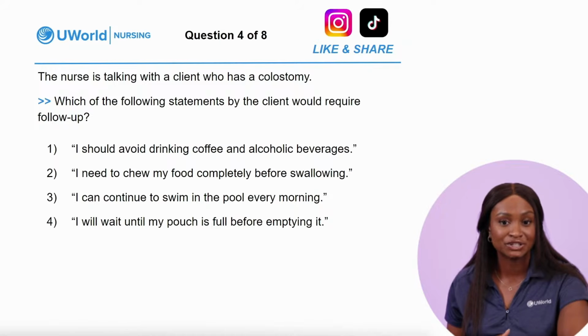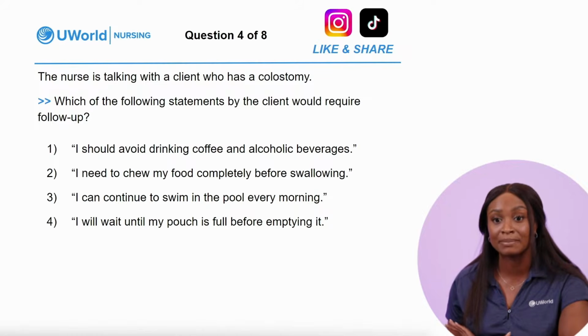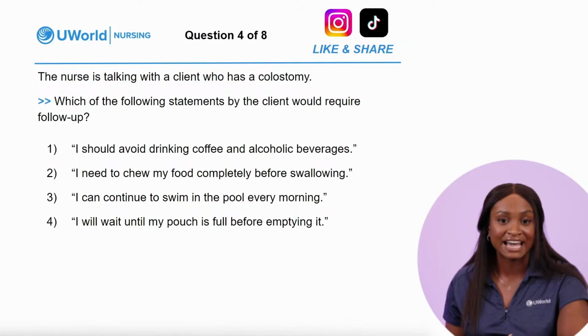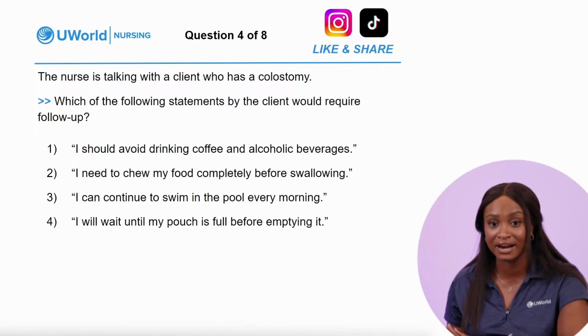Option 1, I should avoid drinking coffee and alcoholic beverages. Option 2, I need to chew my food completely before swallowing. Option 3, I can continue to swim in the pool every morning. And option 4, I will wait until my pouch is full before emptying. Which one would require follow-up?